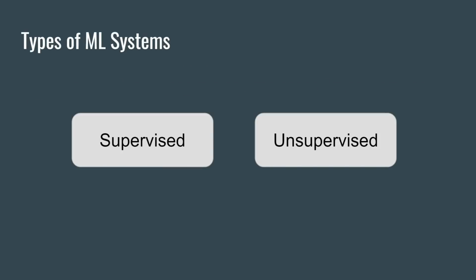So the first thing is there are different types of machine learning systems. There are more than these two, but these two are probably the ones you'll see most often. The first one is supervised, and that's where in your data set you have a column that you want to predict.